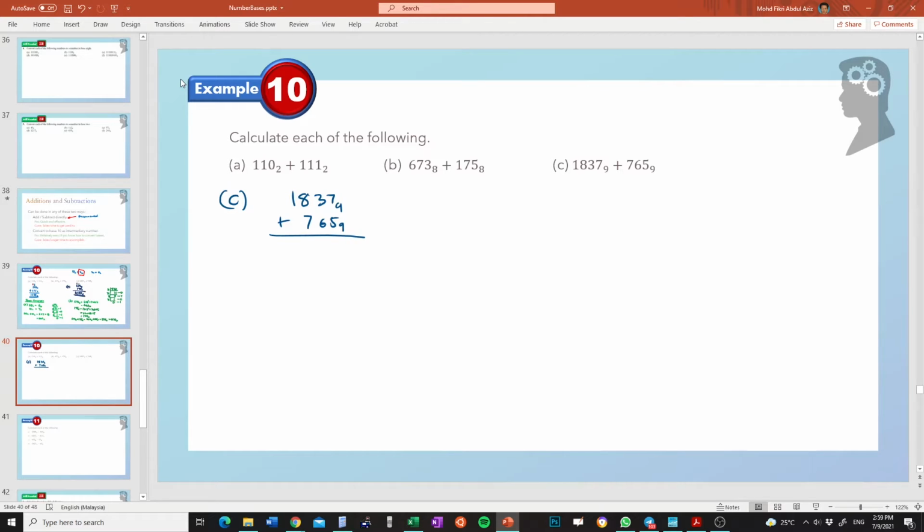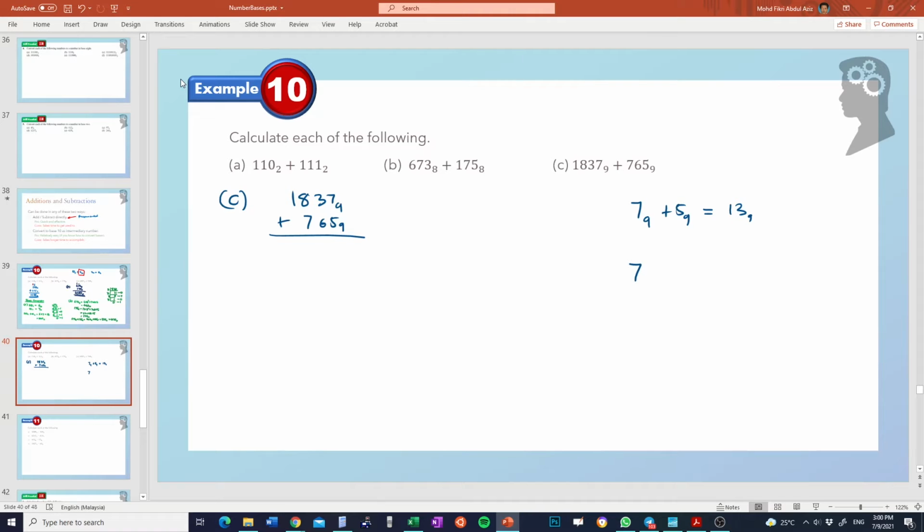Okay. 7 plus 5, base 9. 7 plus 5. Jadi berapa ni base 9? Siapa boleh jawab? 13 biasanya. 13 eh? Ya. 13. Kita tak boleh sebut 13 dah. 13 ni base 10. Kita sebut 13 je. 13 base 9.